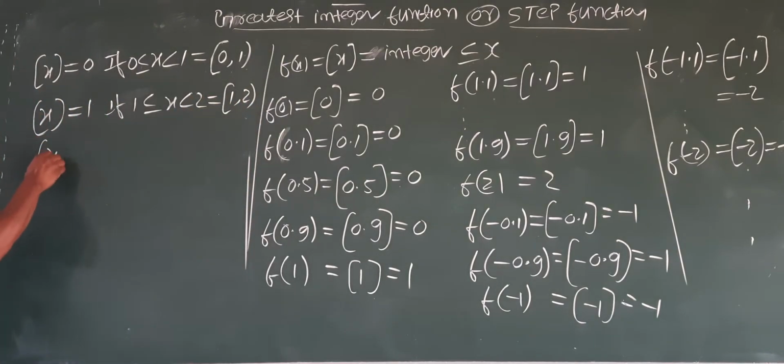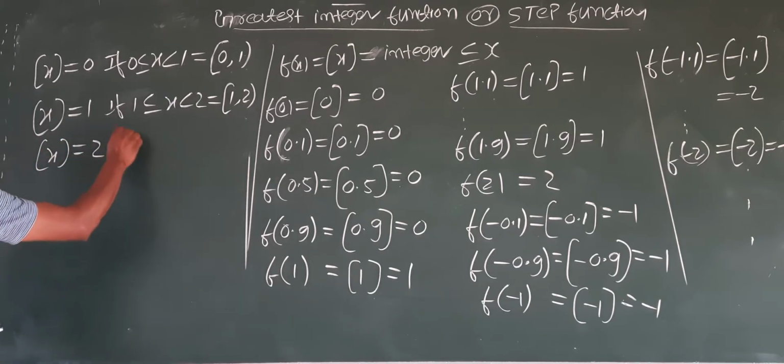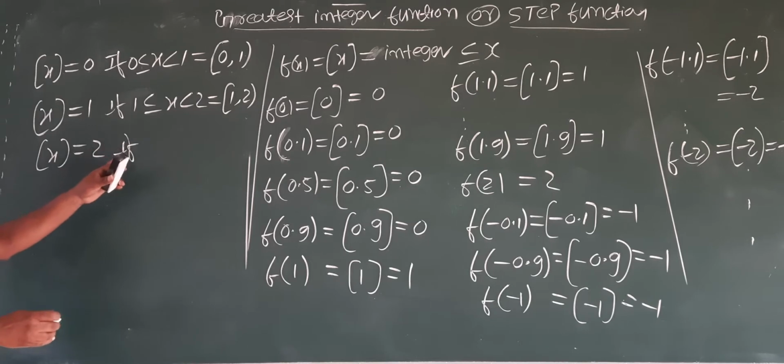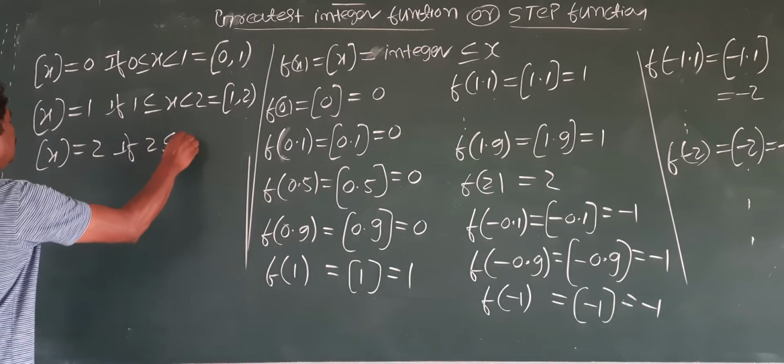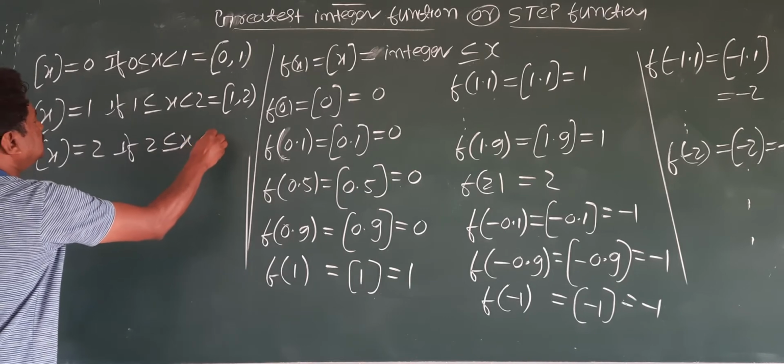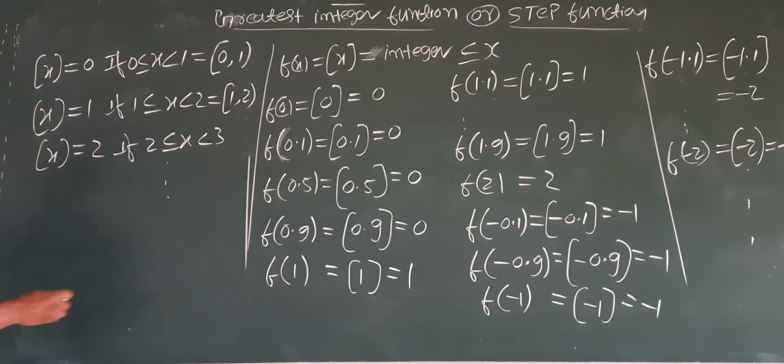So next x is equal to what? 2. When does 2 come? It starts from 2. So from 2 up to less than or equal to x, strictly less than 3. So the greatest integer function value becomes 2.